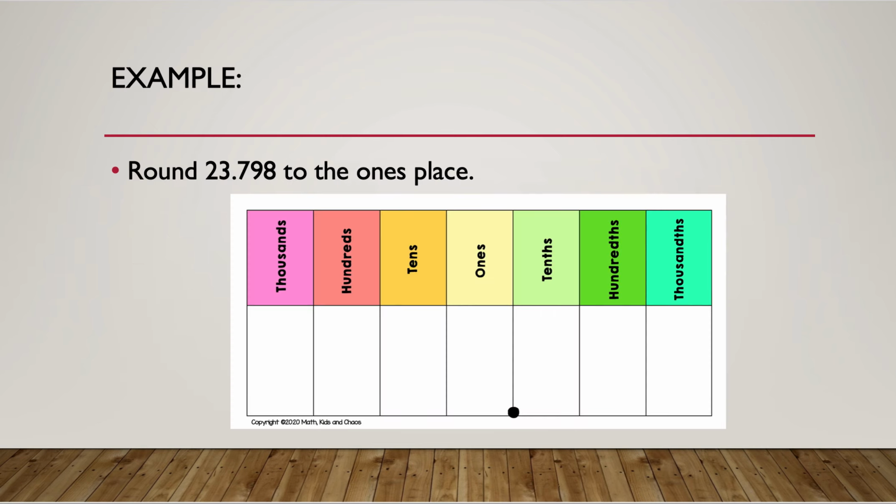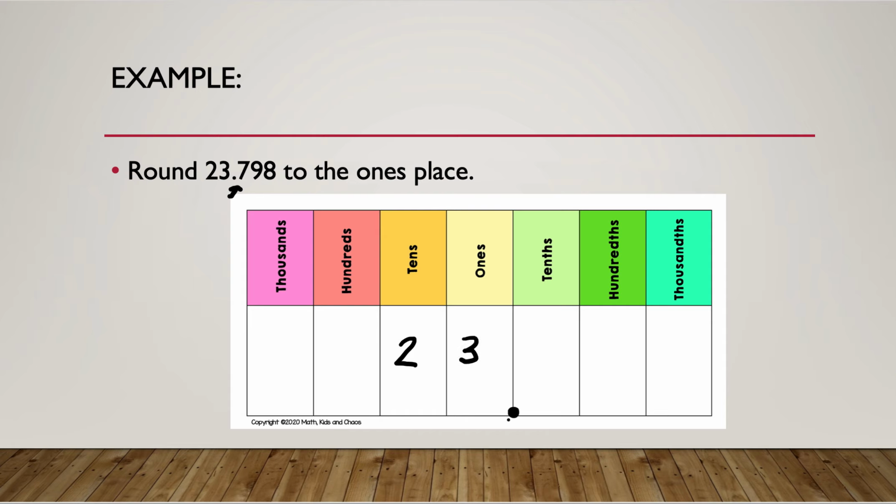So our first example says that we want to round 23.798 to the ones place. So I have a place value chart on the screen. And what I'm going to do is enter the number into the place value chart. So looking at my decimal, I'm going to enter the numbers to the left of that decimal. So I'm going to do a 2 here and a 3 here.